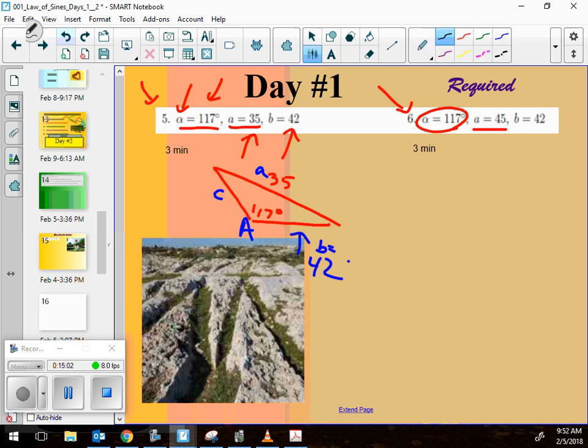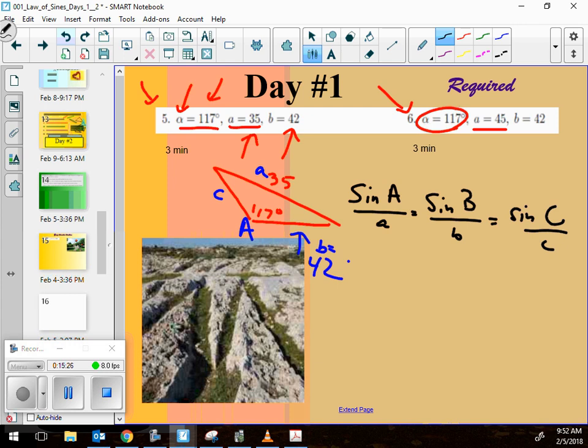Law of sines: sine big A over little a, sine big B over little b, sine big C over little c. By the way, sometimes you see this formula written upside down. It's totally okay. If you flip all three fractions, it'll stay equal. You can just flip them all upside down if you want to.